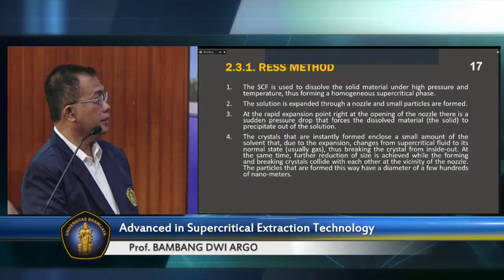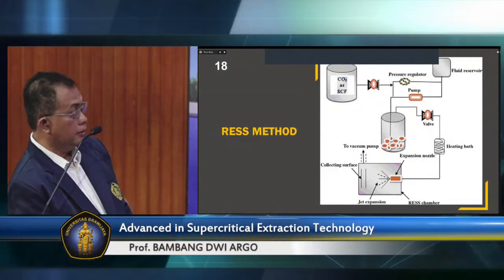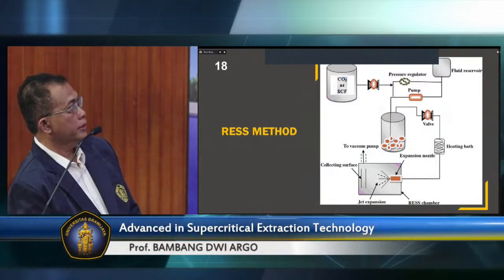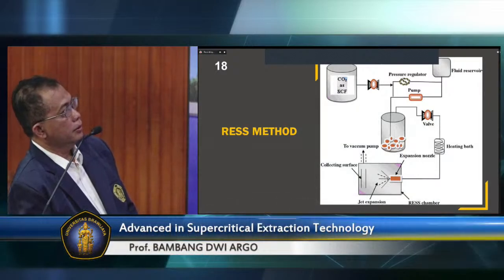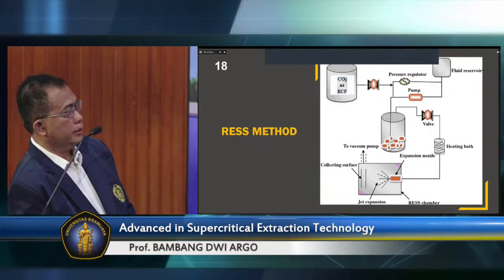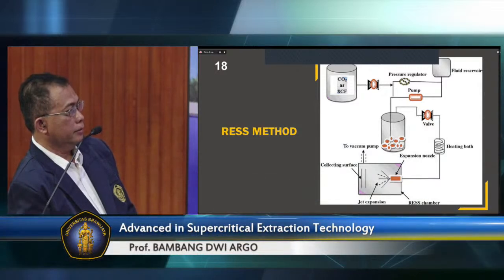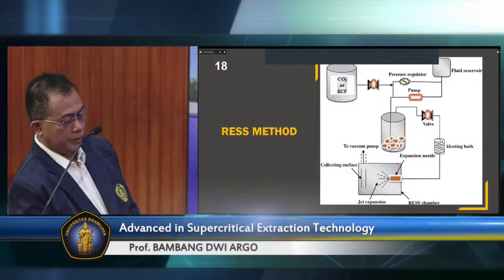And we can see here the instrument for RESS method. We use SCF, CO2, and then we also need a fluid reservoir, and the last one is the RESS chamber. We have a nozzle here, so the expansion nozzle can create the micrometer of a particle.